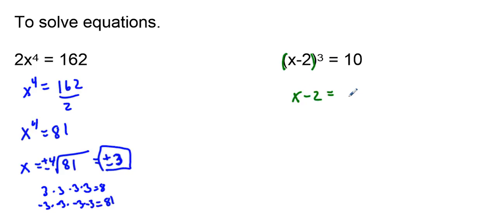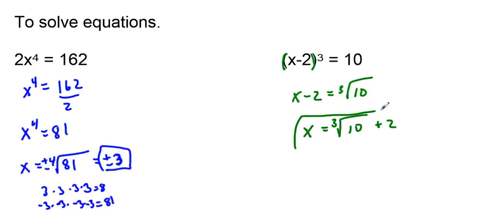We're going to take the cube root of 10. I do not know the cube root of 10. Put it in your calculator, but I'll just leave it the way it is. And now, after we take the cube root of 10, we have x equals, I'm going to add 2 to the other side, so the cube root of 10 plus 2. And that, my friends, is your solution. Yeah, it's really not that hard.